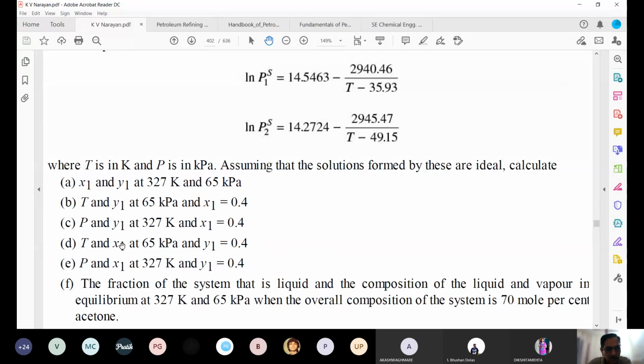Similarly, if you look at D part, pressure is given, Y1 is given, we are finding X1. What is this thing? Now, can you tell me? Vapor composition is given, you are finding liquid composition in equilibrium with the vapor. What is that?